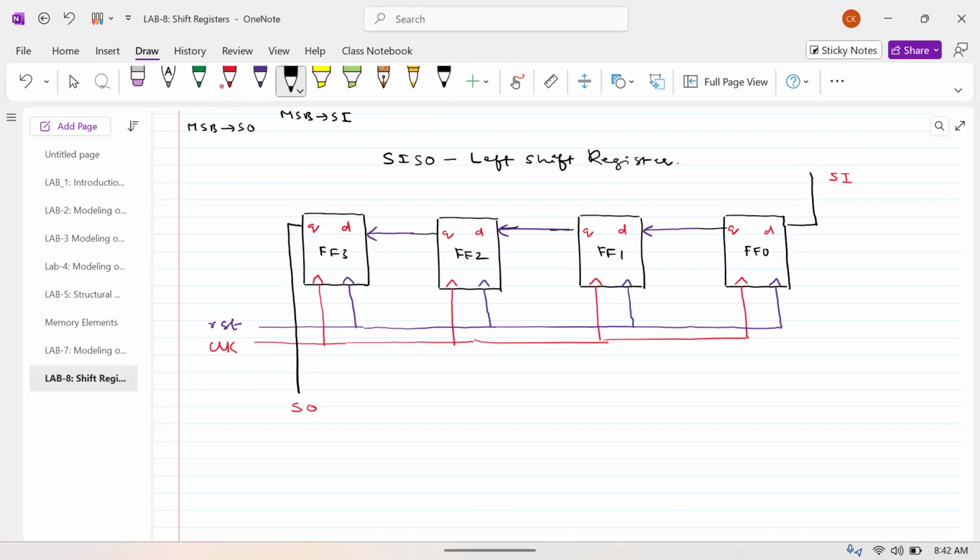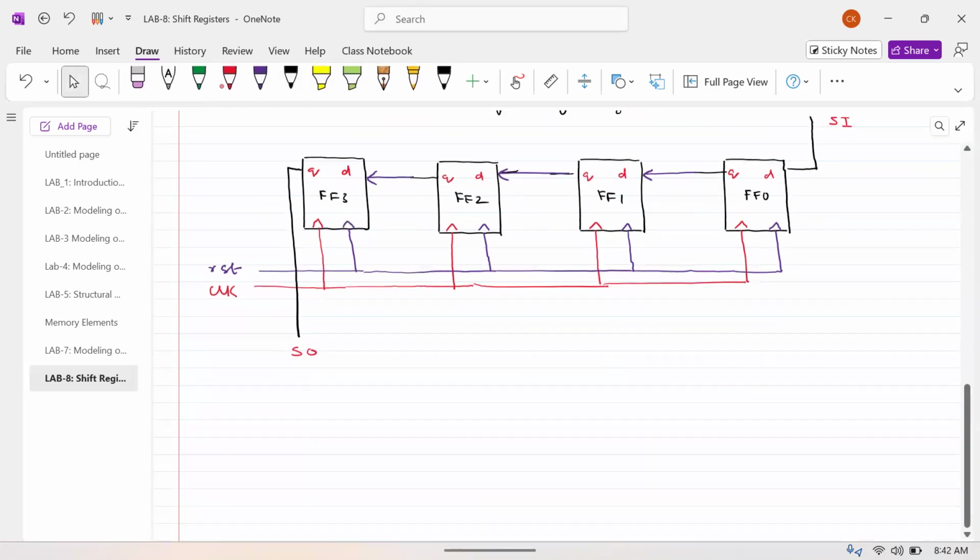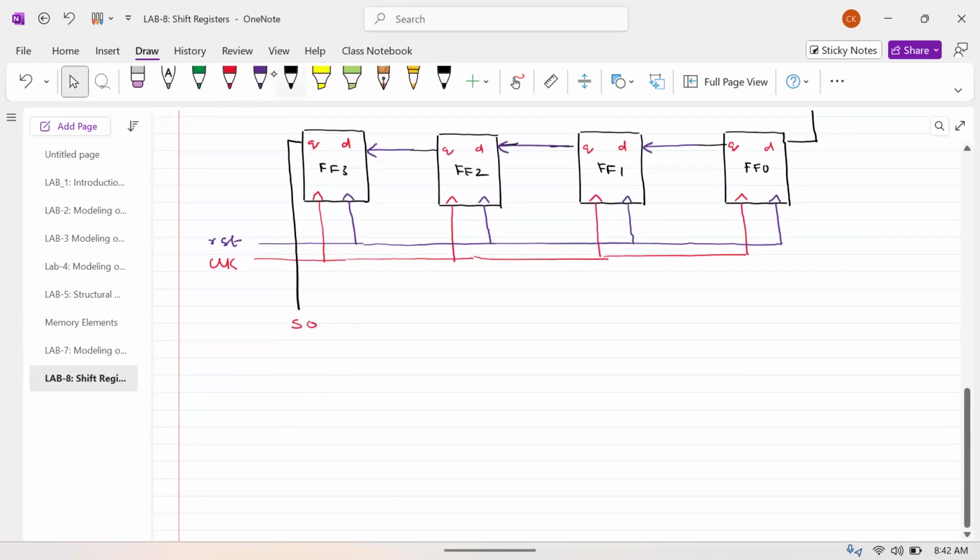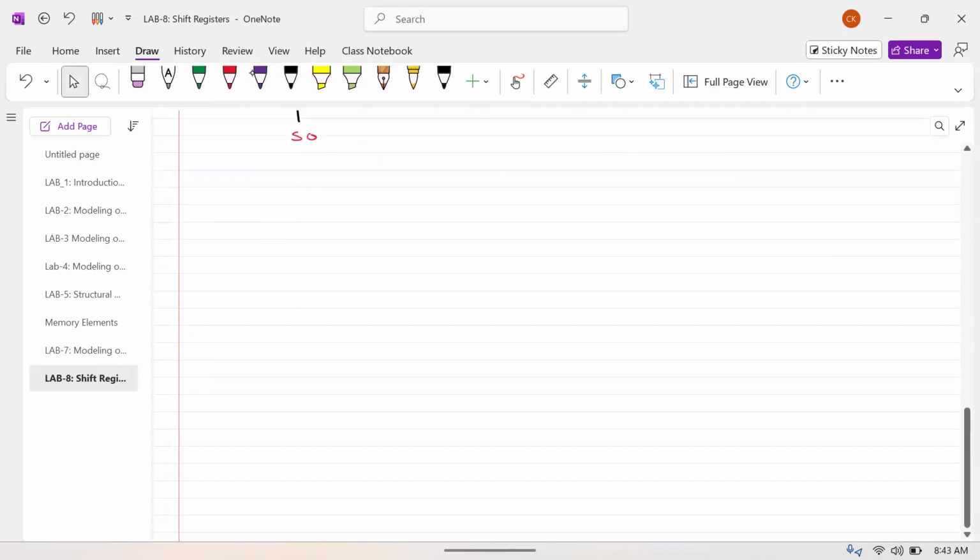Okay. Let's keep the module here. How can we start the module name? Let us give the module name: serial in, serial out, shift left operator, underscore, structural modeling. Okay, SM, I'm writing.